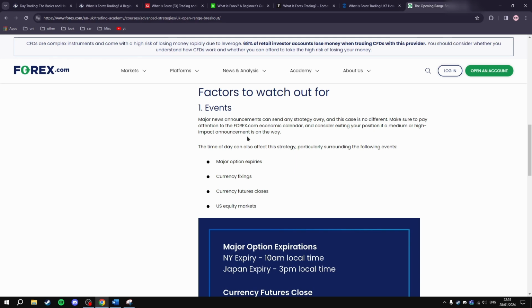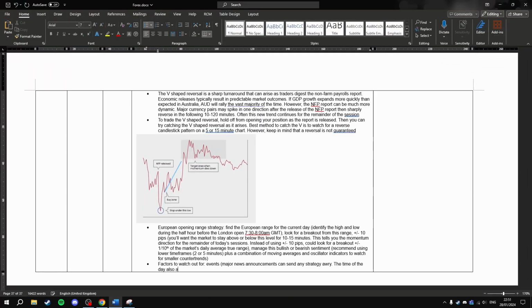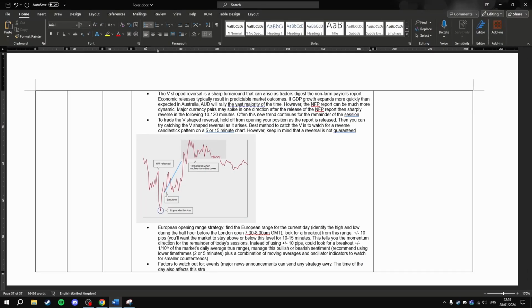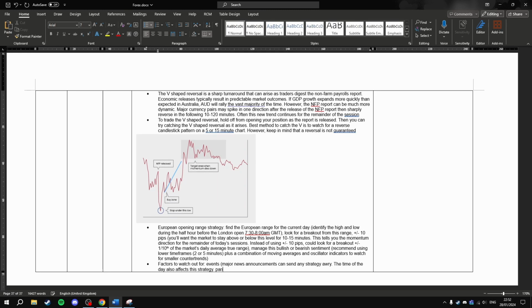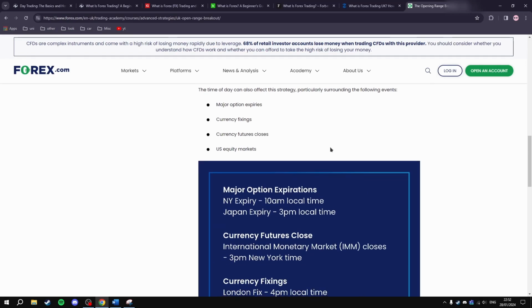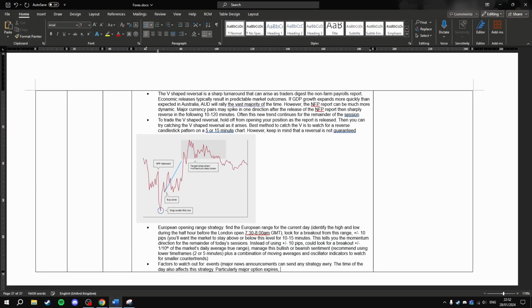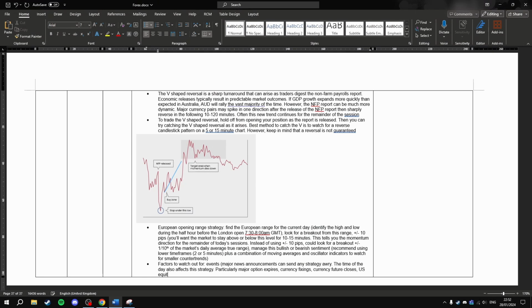The time of day can also affect this strategy, particularly surrounding the following events: major option expiries, currency fixings, currency futures closes, and the US equity markets.